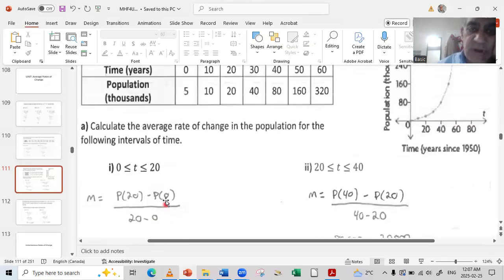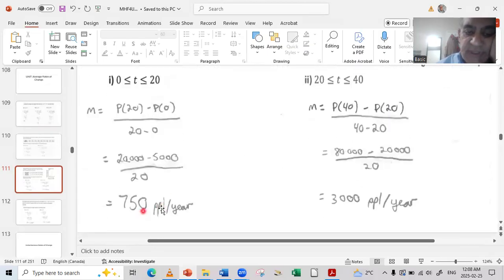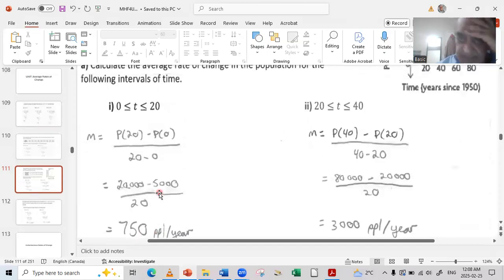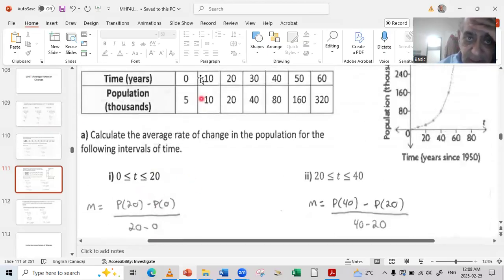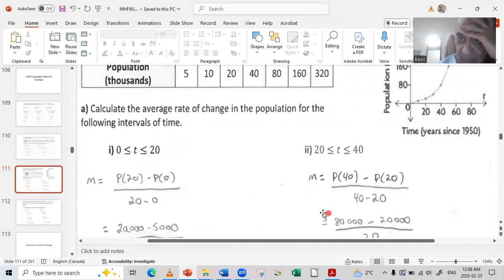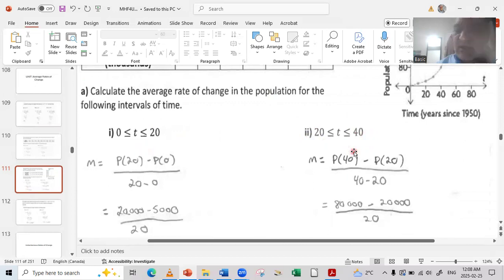So these people are increasing 750 for each year. That's based on what? Based on from now until after 20 years. Now this will go into between 20 years and 40 years. Between 20 years, and you get the idea.